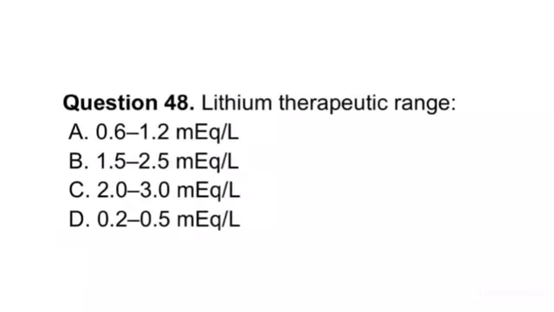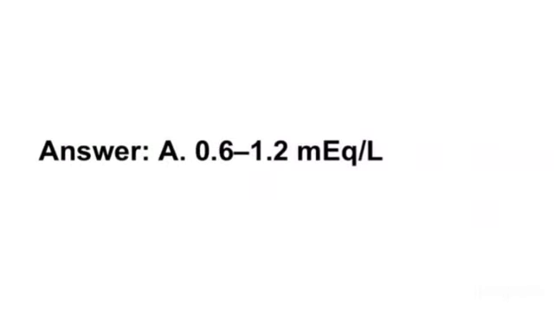Question 48. Lithium therapeutic range. A. 0.6 to 1.2 milliequivalents per liter. B. 1.5 to 2.5 milliequivalents per liter. C. 2.0 to 3.0 milliequivalents per liter. D. 0.2 to 0.5 milliequivalents per liter. Answer: A. 0.6 to 1.2 milliequivalents per liter.